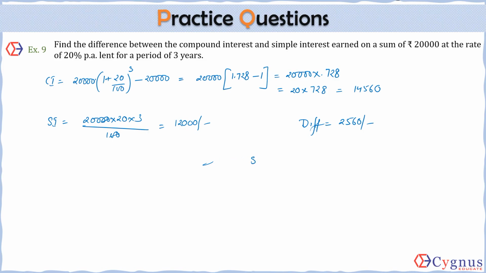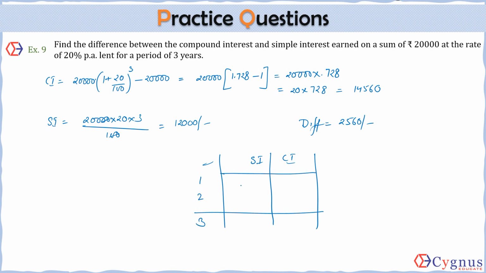Let's see the shortcut here. Simple interest, compound interest, first year, second year, and third year. Let's try to make the table here. Fine. Simple interest every year remains the same. 20,000, 20% of 20,000, that gives you 4,000.